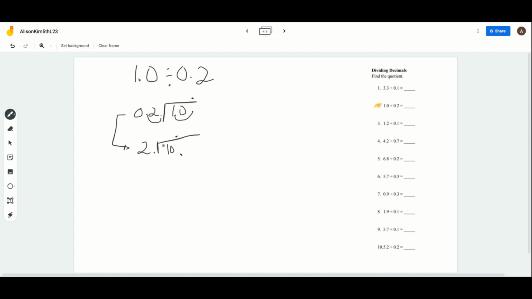Now we know that 10 divided by 2 is just 5. And then we get 10 and 0. So our answer is just going to be 5 for number 2. It's fairly easy. You just need to get rid of the decimal and just put it in at the end.